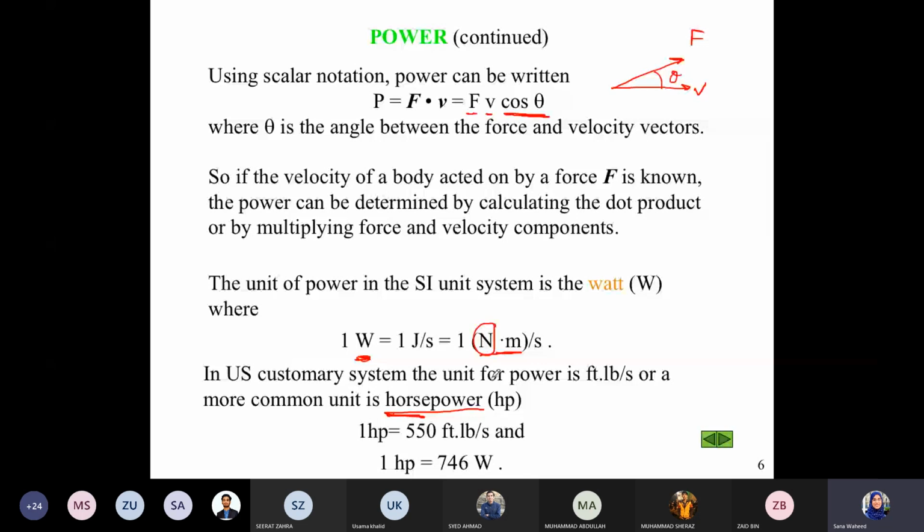So this unit was used initially, right? Horsepower is again just a unit of power, and the conversion between them is shown right here. So if an engine has 1 horsepower, then it's providing basically 746 joules per second. Okay, so this is the rate at which it is providing energy, or the rate at which it is doing work. Right. Any questions related to power so far? No. Okay.